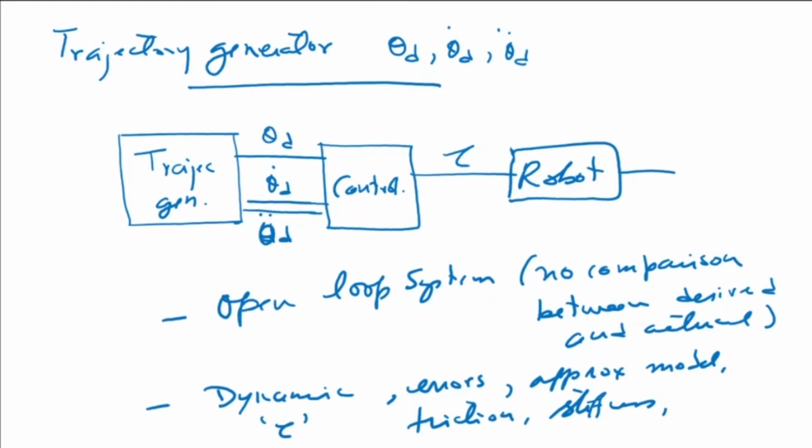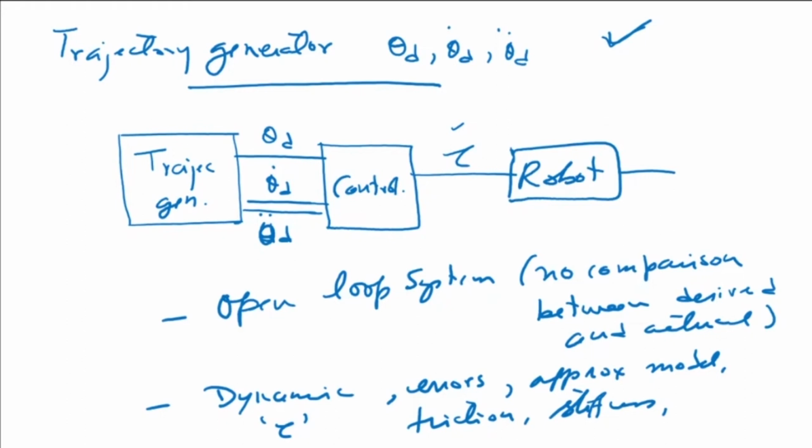So what will happen is, this torque not being exact, the robot will not go exactly where it is supposed to go, it will go somewhere else. And because it is open loop, there is no way of understanding that, and there is no way of making any correction. So although this appears to be one way of controlling a robot manipulator, this is a bad way of controlling a robot manipulator. You will not be able to control it.